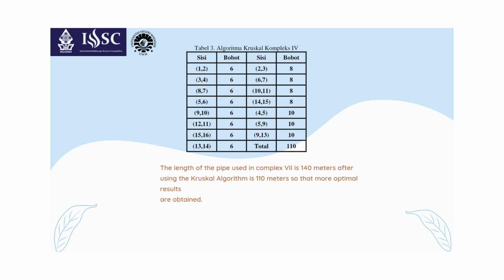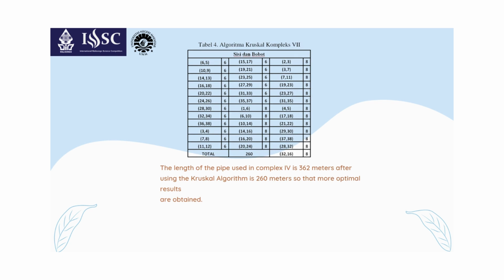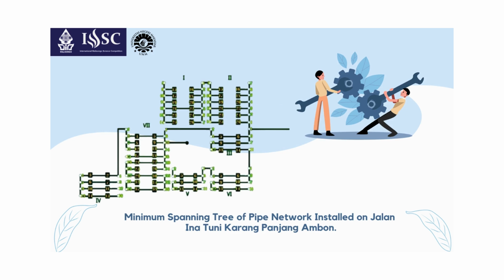The length of the pipe used in complex 7 is 140 meters. After using the classical algorithm, it is 110 meters, so more optimal results are obtained. The length of the pipe used in complex 4 is 362 meters. After using the classical algorithm it is 260 meters, so more optimal results are obtained. And this is the minimum spanning tree of the pipe network installed on Jalan Ina Tuni, Karang Panjang, Ambon.